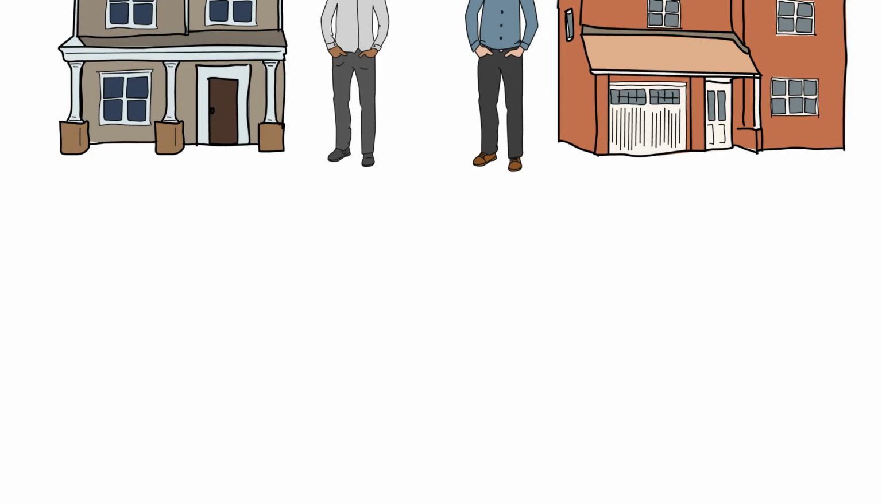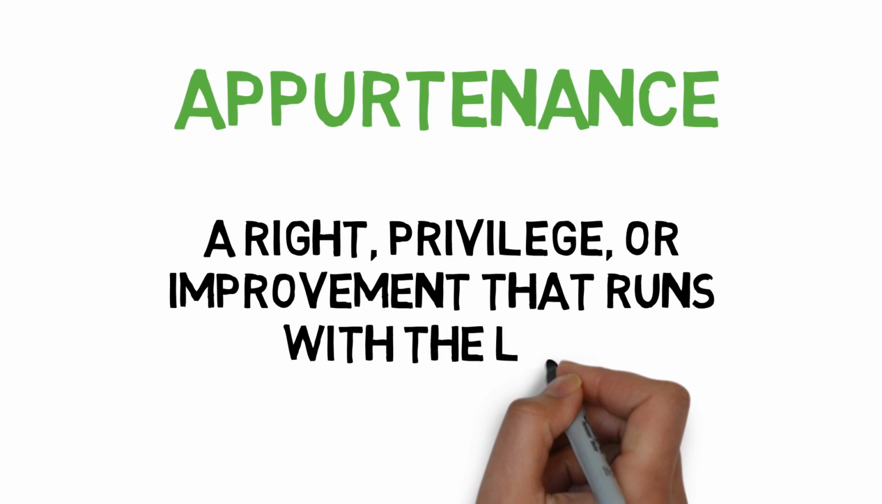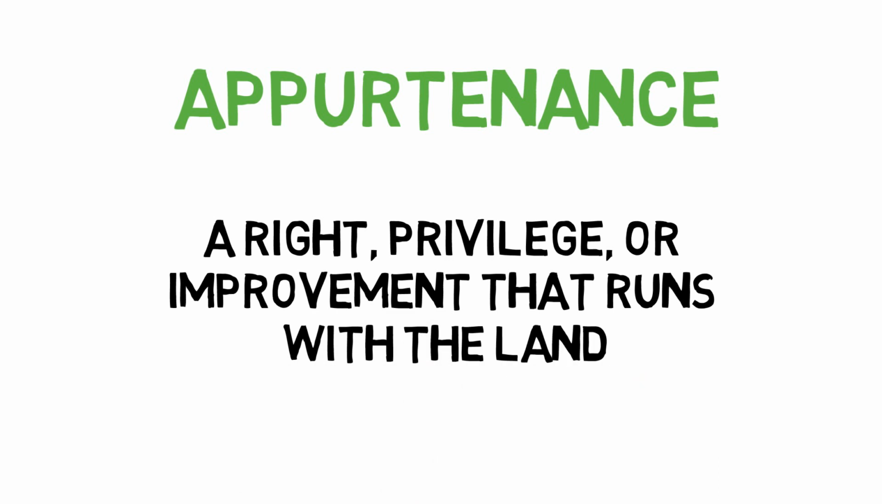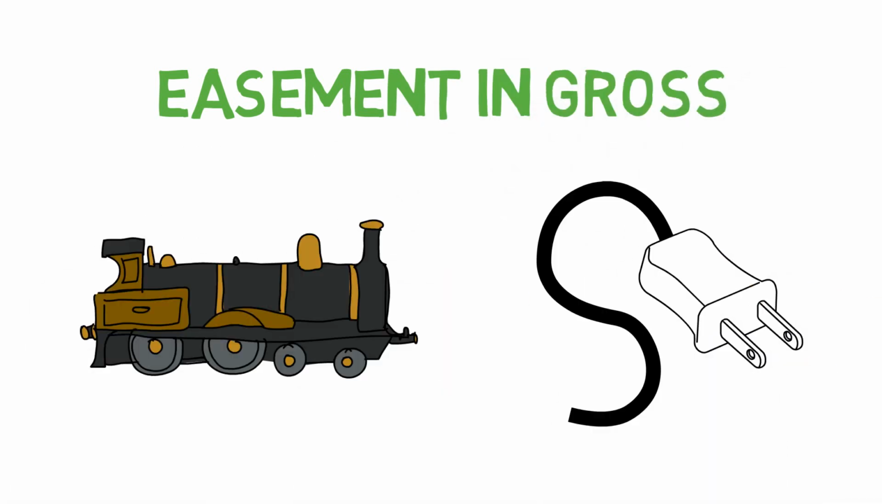Recall, an appurtenance is a right, privilege, or improvement that runs with the land, so an appurtenant easement would be tied to the property. A different type of easement is called an easement in gross. These are typically for companies such as railroads or utility companies. They will acquire easements to put down their cables or railroad lines, and these are called gross easements.